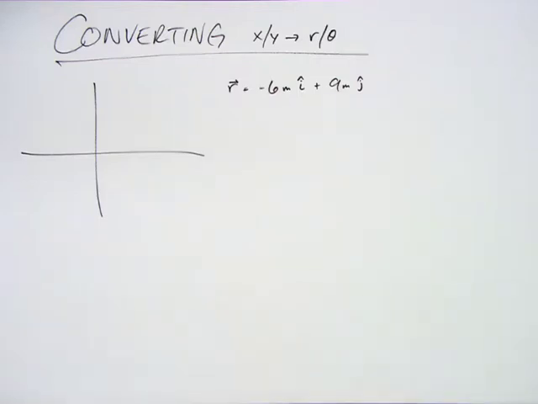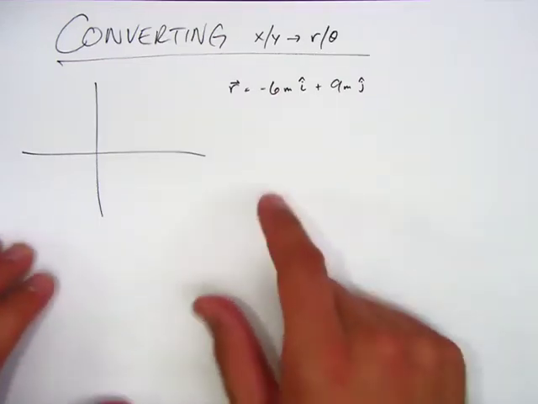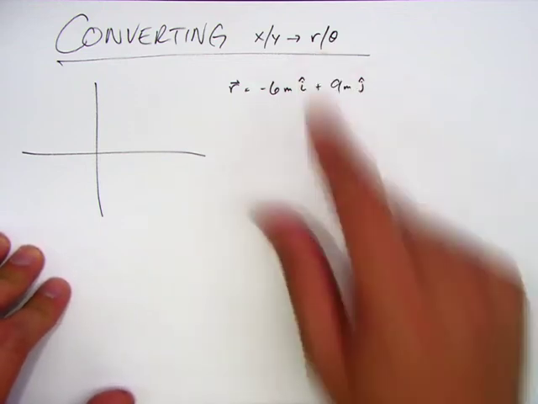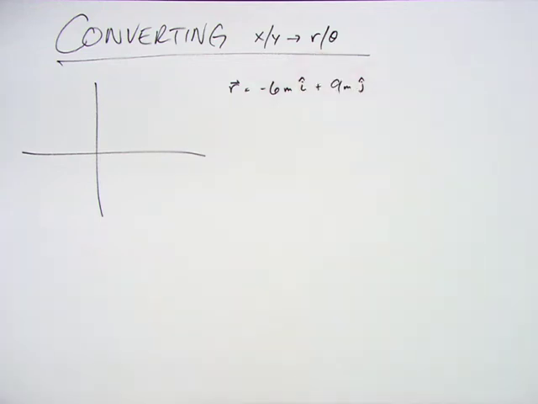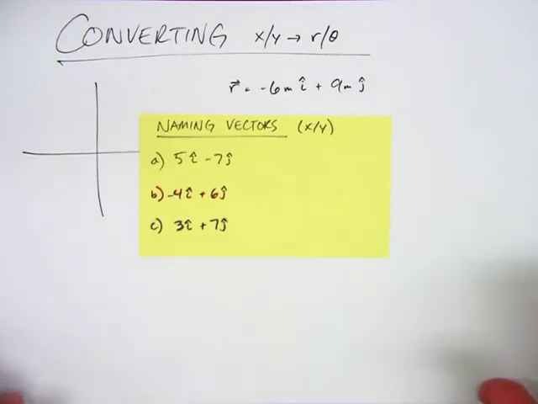Okay, in this video we're going to convert from our vector notation with the x and y parts, i and j, to our vector notation with the magnitude and direction, polar coordinates. So let's start with a little practice: naming vectors using vector notation.